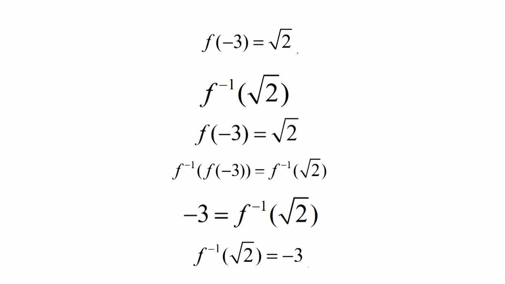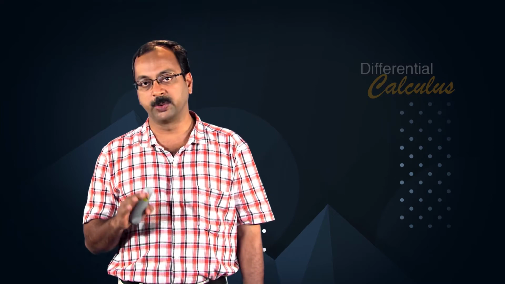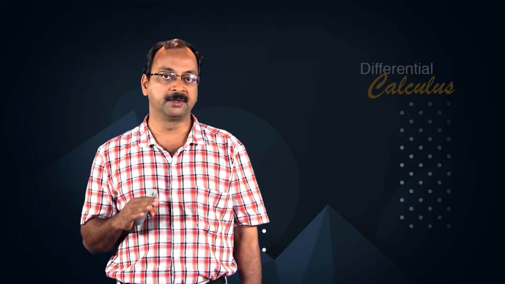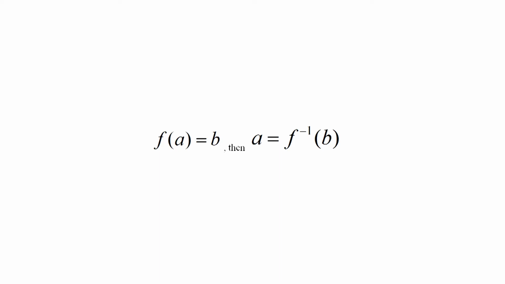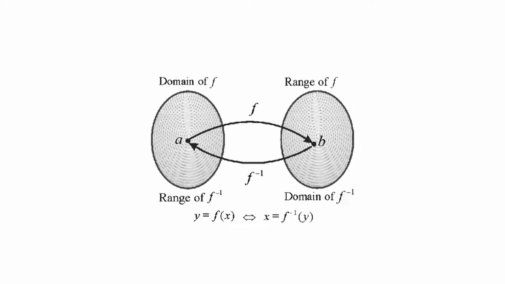In general, with the aid of cancellation equations, we have the following. If a function f has an inverse and f of a equals b, then a equals f inverse of b, that is, f inverse maps each output of f back into the corresponding input. This is illustrated in the following diagram.